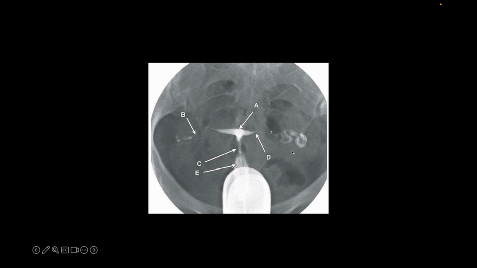So this is an HSG, so hysterosalpingogram. What they do is they catheterize the cervix and then they inject contrast into the uterine cavity. This is often to look for things like fallopian tube adhesions and causes of subfertility. They don't do these as much anymore, it's my understanding, because they have other tests like MRI, but sometimes they do this to troubleshoot, is my understanding.